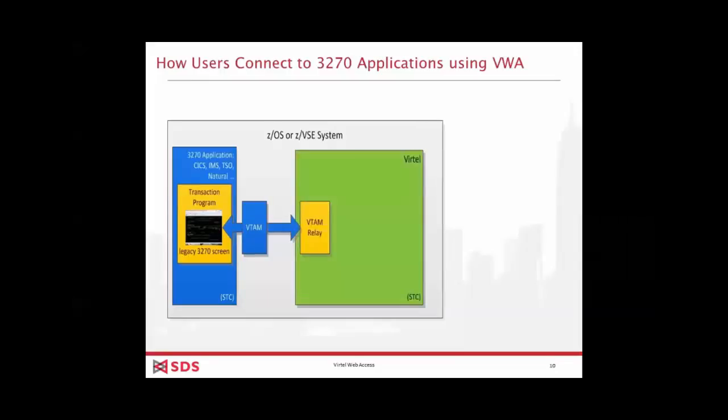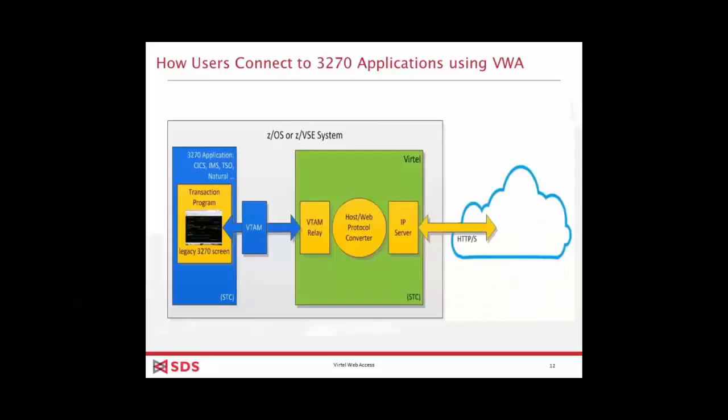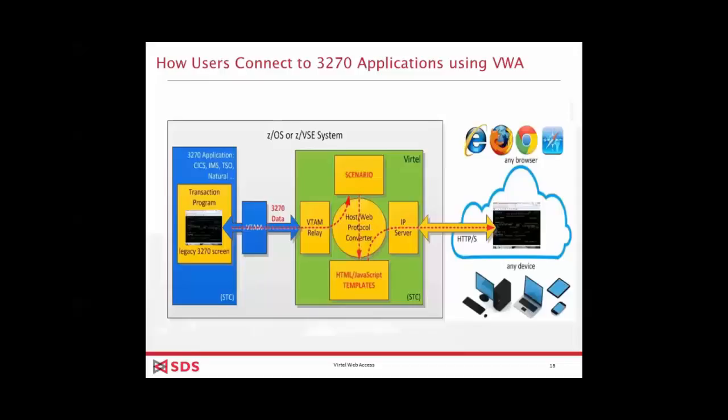Virtel Web Access runs as a separate task on the mainframe, and it behaves like a regular VTAM terminal. But behind the VTAM relay are a protocol converter between host and web connection technologies, and an IP server that manages asynchronous and disconnected HTTP connections with web users. To generate a 3270 terminal emulation web page, Virtel inserts the 3270 data coming off VTAM into an HTML JavaScript template, and the web pages can be rendered by any browser running on any device.